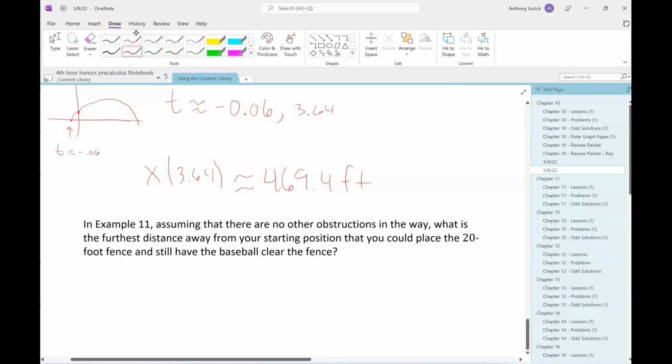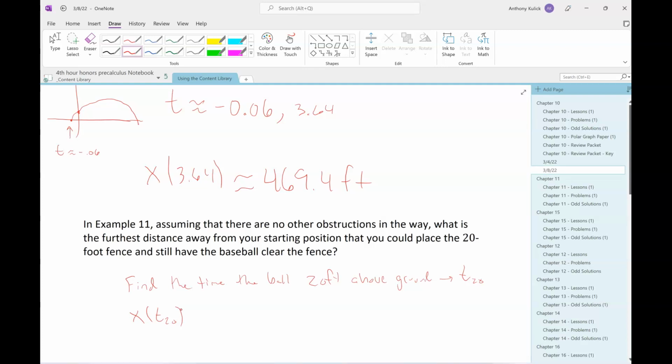So what are we going to be doing? I want to find the time the ball is 20 feet above the ground. We'll call that t sub 20. And then I'm going to plug that in for x. That'll tell me how far away that fence can be where the ball is still 20 feet above the ground. Does that make sense to you guys?